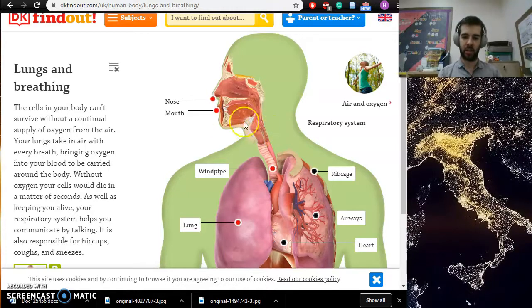Something that's not really shown here, but is here, is the voice box. It mentions in the text that we need to breathe to communicate.